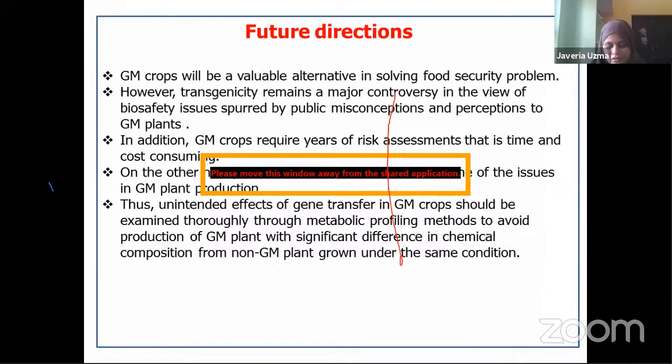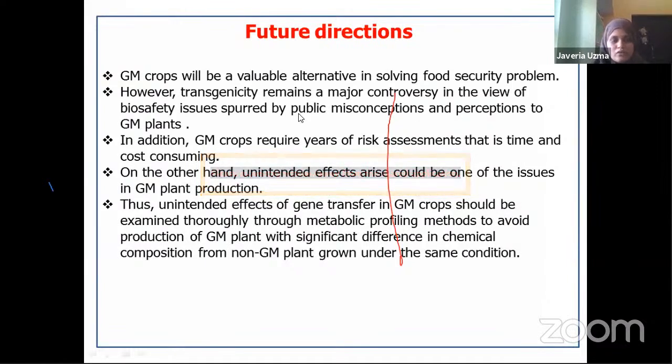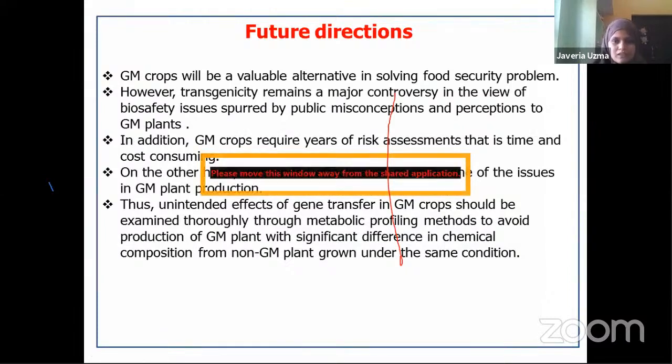Means we cannot make our future generations starve. So we can use GM crops instead to make their future secure. However, transgenicity remains a major controversy in view of biosafety issues. So there are many misconceptions in the public related to GM crops, but if we do further research work and risk assessment, we can definitely remove these misconceptions from the public.